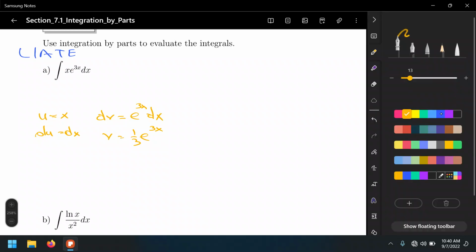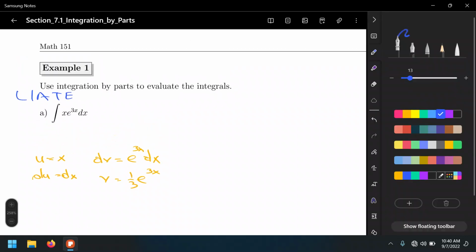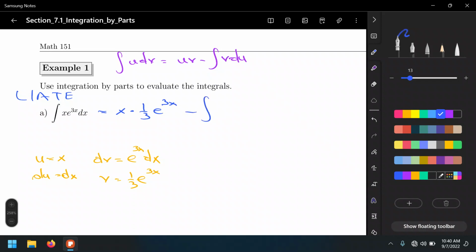So let's, by the formula, which I'm going to write here, the integral of u dv is u times v minus the integral of v du. Well, so this is what we do. We're going to multiply u times v, which in this case is x times 1/3 e to the 3x, minus the integral of v, which is 1/3 e to the 3x du.